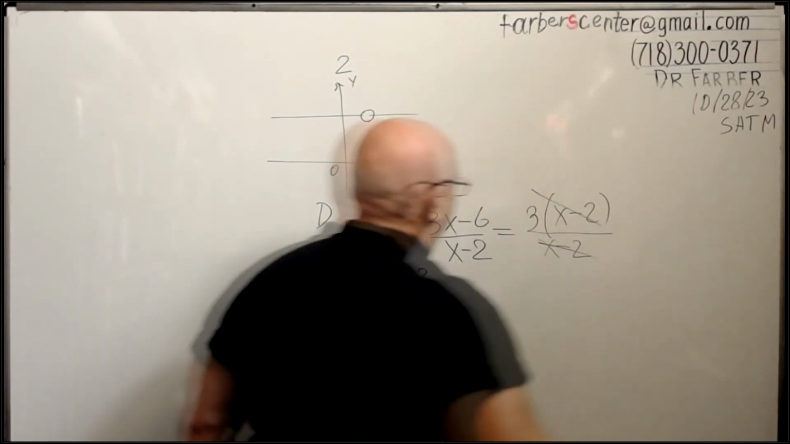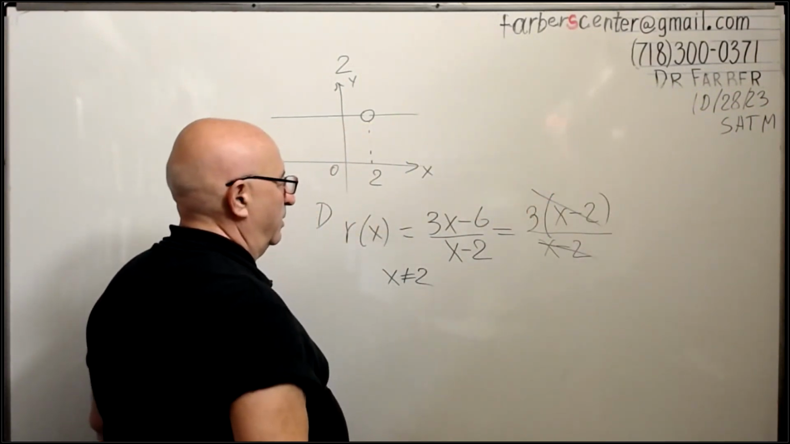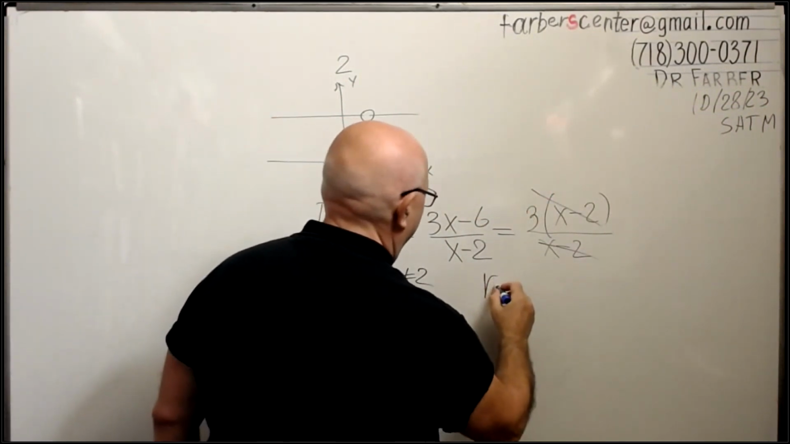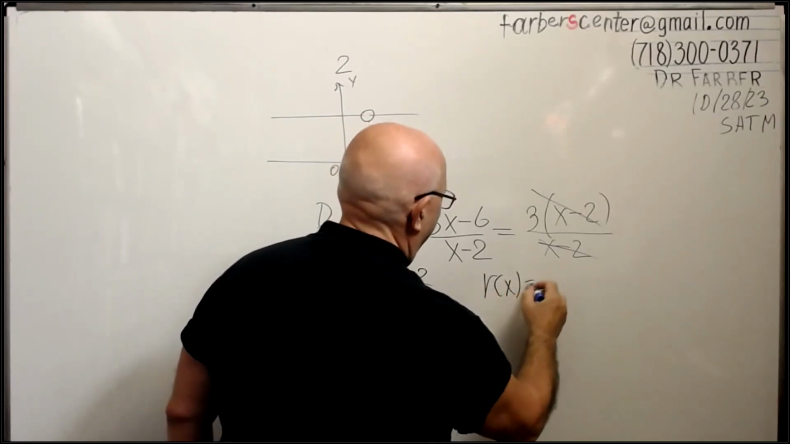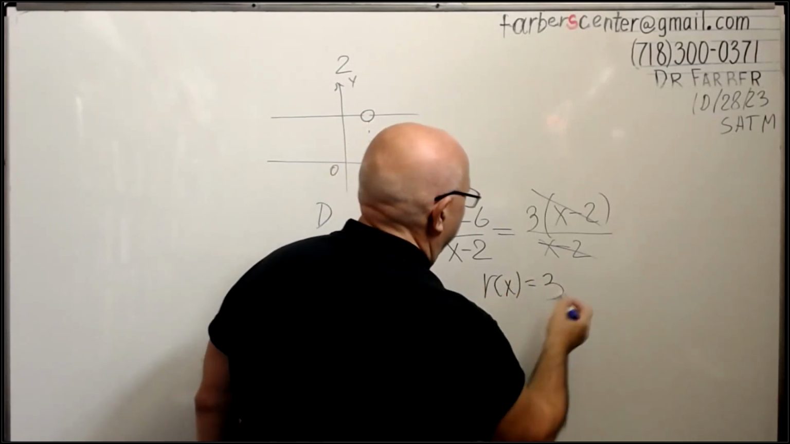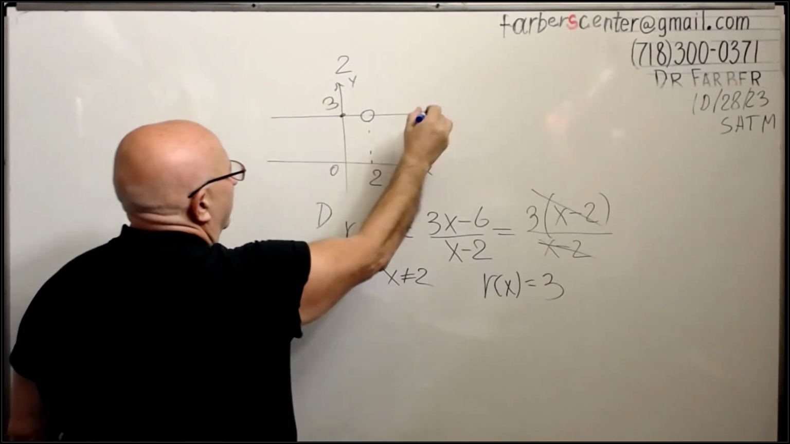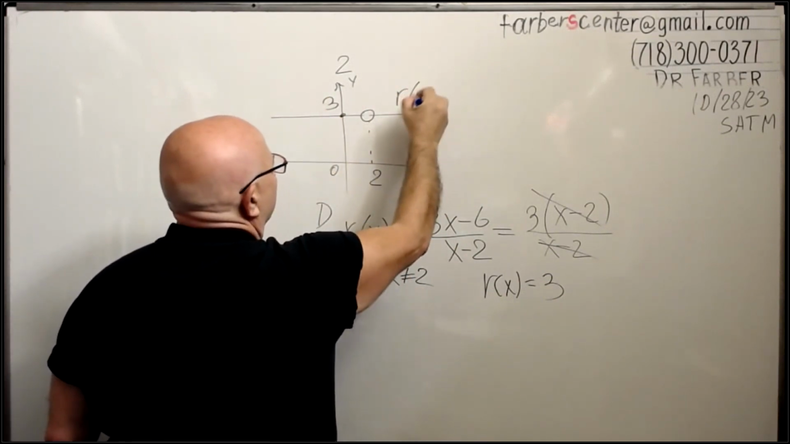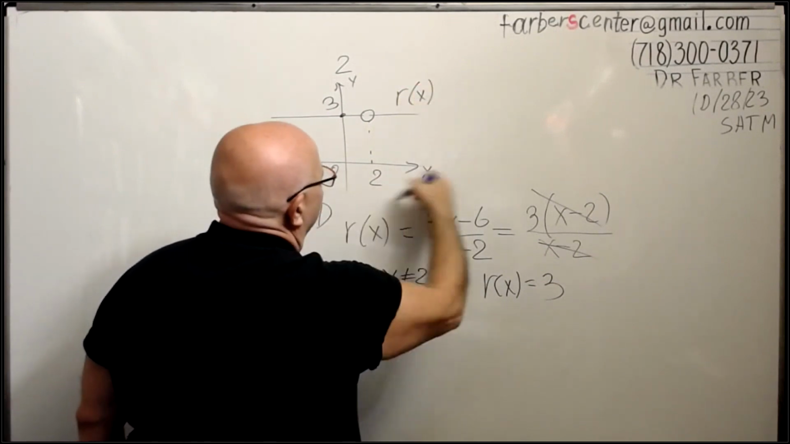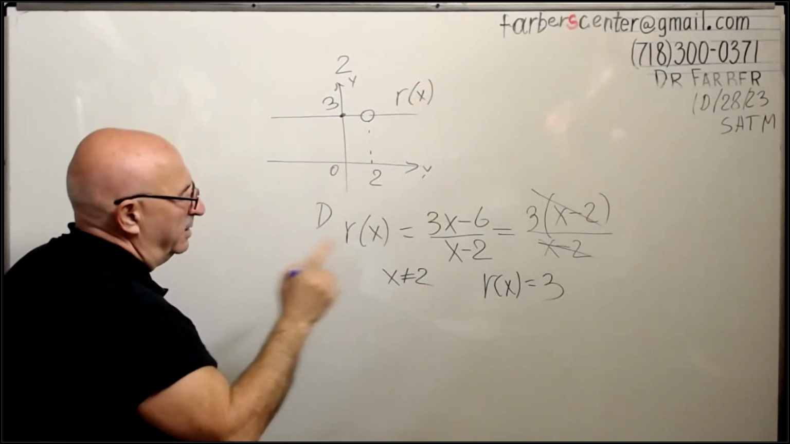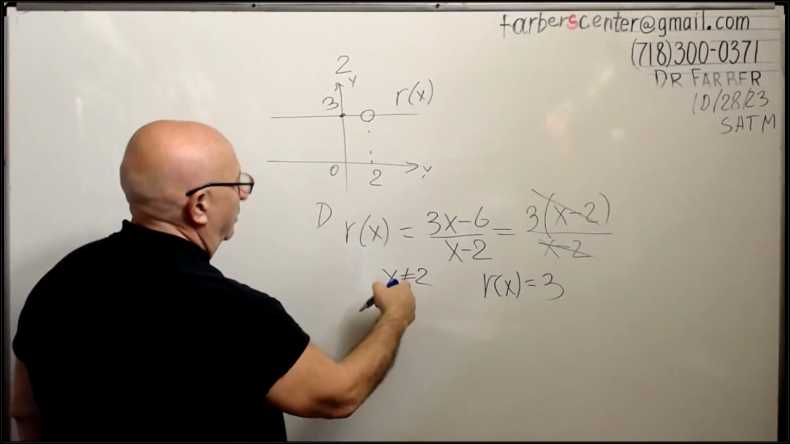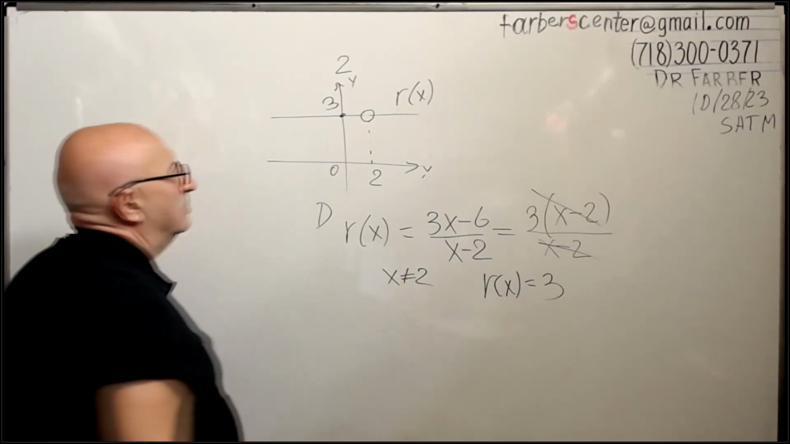X minus 2 cancels out. You get the function r of x equals 3. R of x equals 3, this is 3. This is the line r of x, which is parallel to the x-axis. Only one restriction: x cannot be equal to 2.